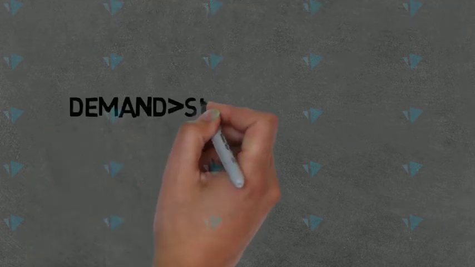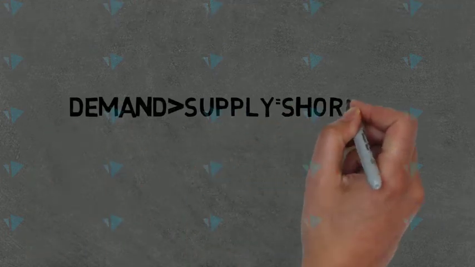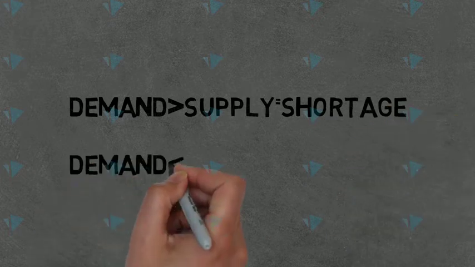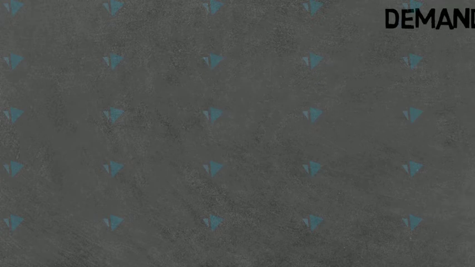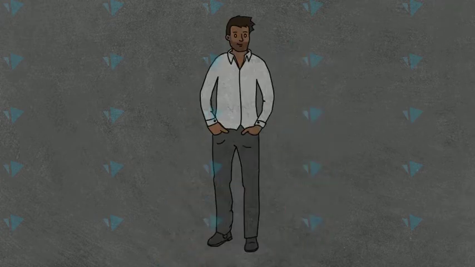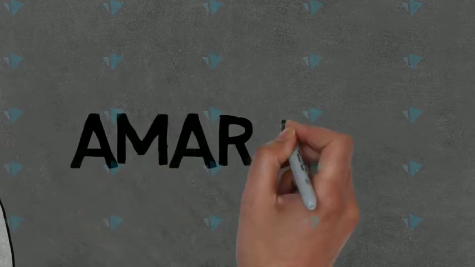This isn't always the case, however, because sometimes demand is greater than supply, which creates a shortage, and sometimes demand is less than supply, which creates a surplus. So for example of this, we have a guy by the name of Amar Heat.